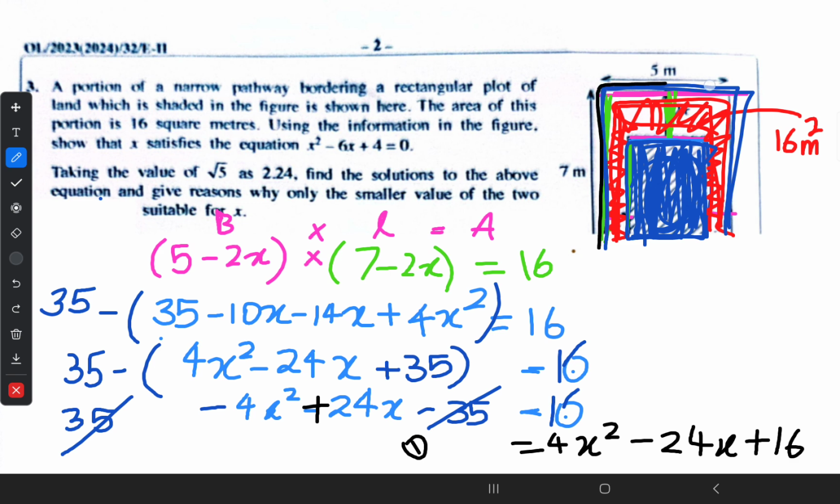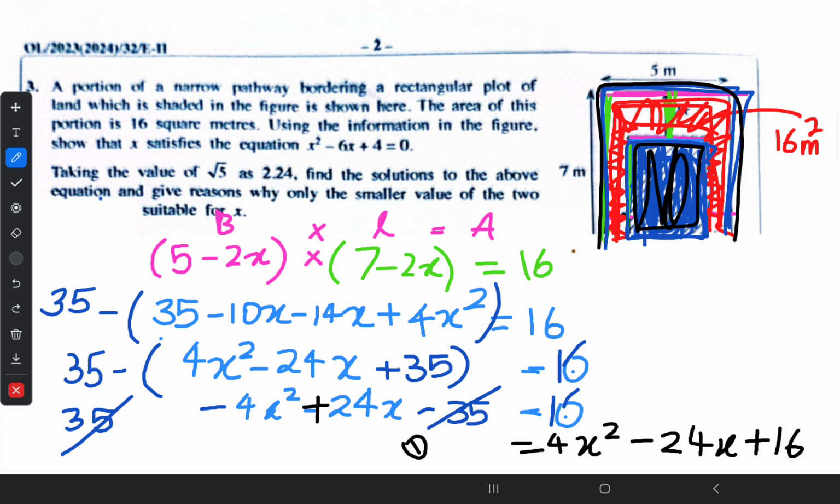From the total area, when we subtract the shaded rectangles' area, that will give you the between pathways area. We cannot find the pathway area directly now. That's why we are following this method. So 35 minus this value. That means finally we have an equation like this.